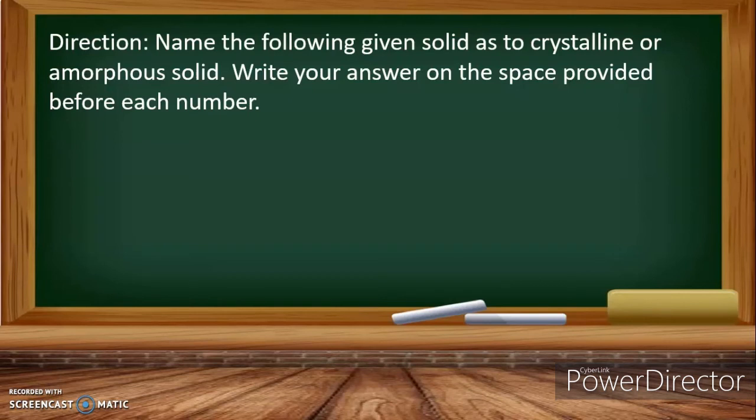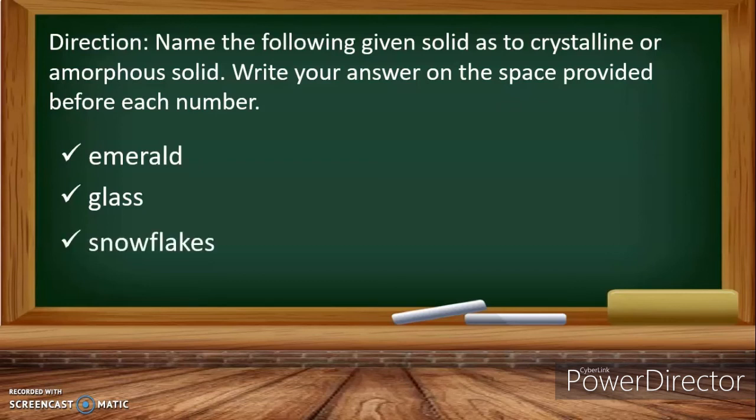Let's have a drill. Name the following given solid as crystalline or amorphous solid. Write your answer at the space provided before each number. Emerald. Crystalline or amorphous? Glass. Crystalline or amorphous? Snowflakes. Crystalline or amorphous? Plastic. Crystalline or amorphous? Talc. Crystalline or amorphous? Rock salt.